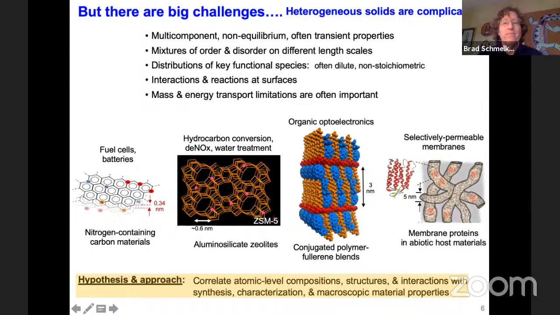So all of these different aspects that I've just mentioned have aspects of local or long-range order, which are difficult to disentangle. And so our hypothesis, throughout all these different types of problems, is that we should be able to correlate the atomic level compositions, structures, and interactions of atoms and molecules in these materials with the synthesis, characterization, and macroscopic material properties, and feedback to improve them. And by doing so, we see analogies between the various ones, which gives us a nice creative cross-pollination of ideas and results that we can take across these different types of materials.